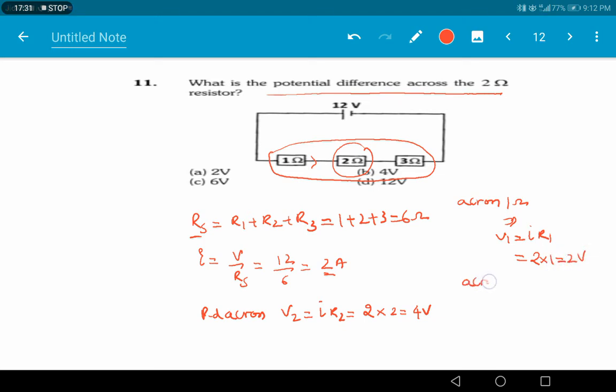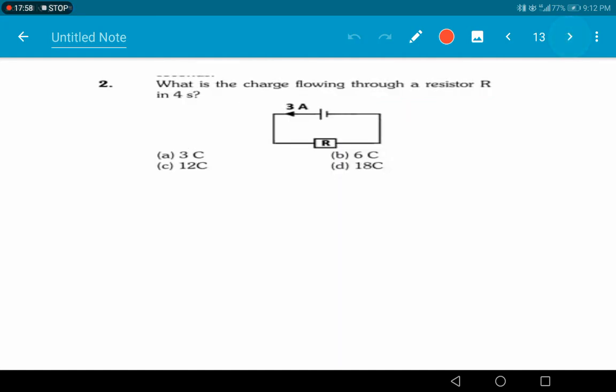If they are asking across 3 ohm, V3 is equal to I R3. So current 2, 3 ohm, that is 6 volt. If you check it, V is equal to V1 plus V2 plus V3, you are going to get 12 volt. This 12 volt is equal to the EMF of the battery. So this is a way of checking. Once again I am telling, the way of checking is very important. Okay, right, let us move to the next one.